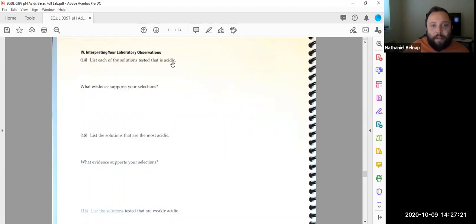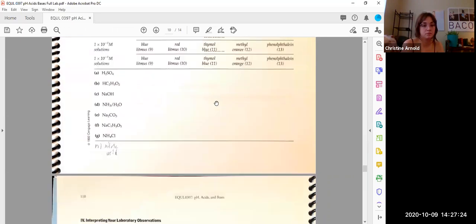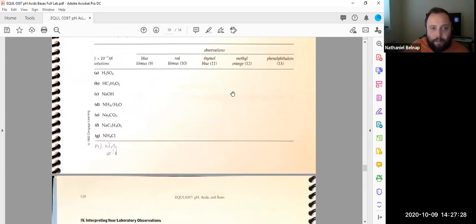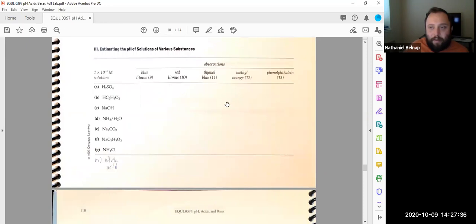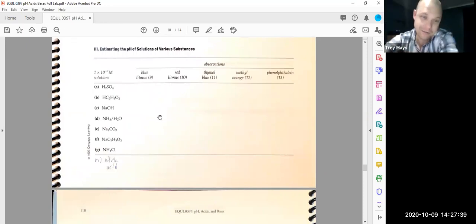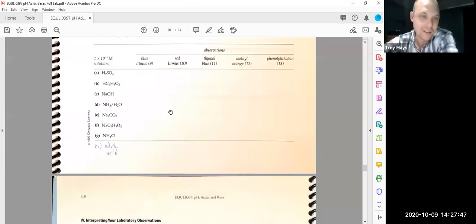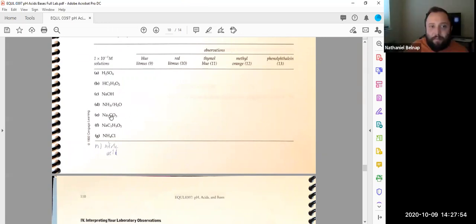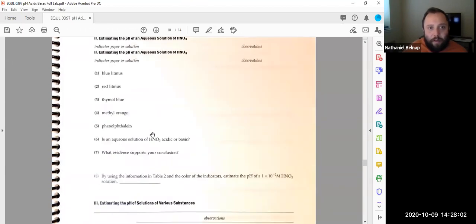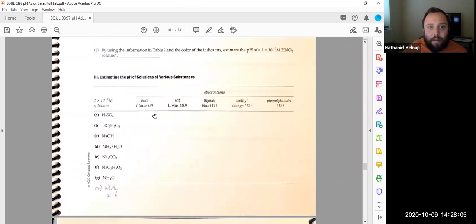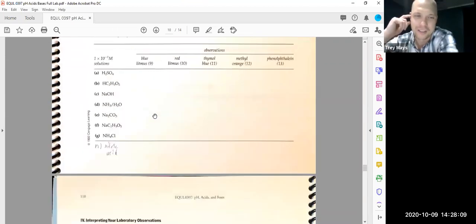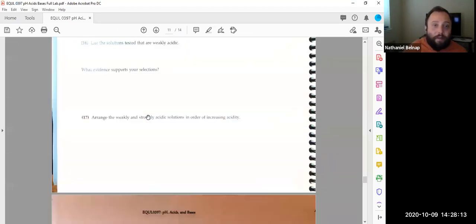So list each of the solutions tested that is acidic. So which ones were the acidic ones? Do we remember? The sulfuric acid, acetic acid. Did we do nitric acid? Yeah, nitric acid would be acidic. I mean, sodium hydroxide was basic. That's all, I don't remember the rest. Sodium bicarbonate was basic. The last one was ammonium chloride. I think the ammonium chloride was more neutral. This is what it seemed like, right?